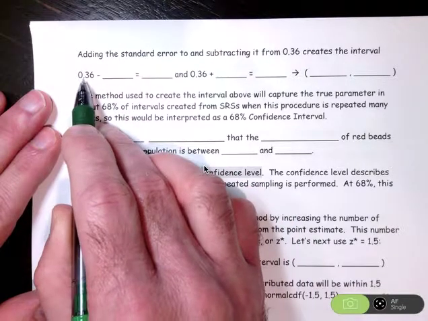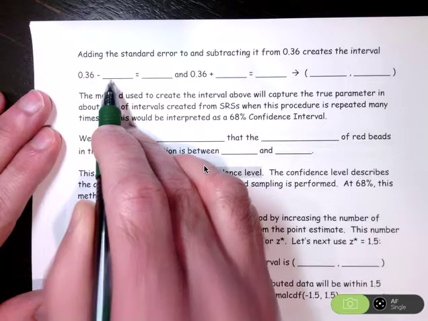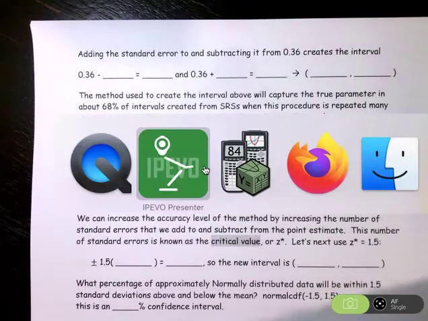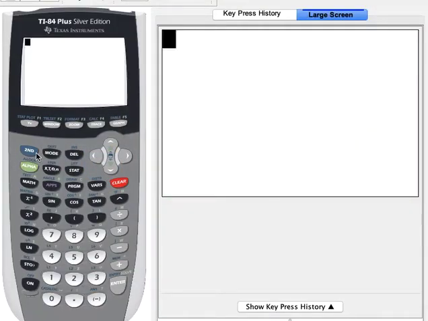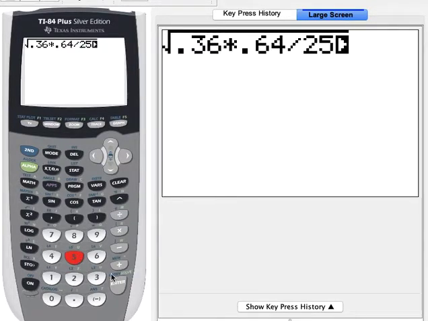So here is the point estimate. We have to calculate then the standard error. So the standard error is going to be the following. It is the square root of our point estimate, 0.36, times 1 minus the point estimate, which is 0.64, and then we need to divide by the sample size, which is 25.